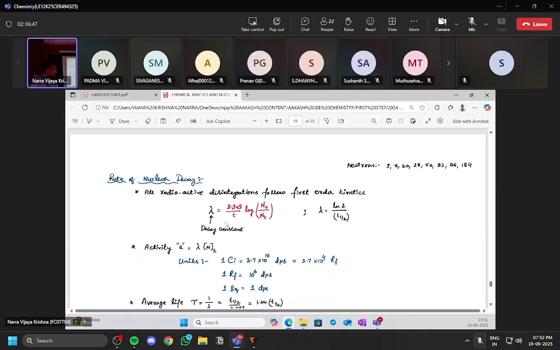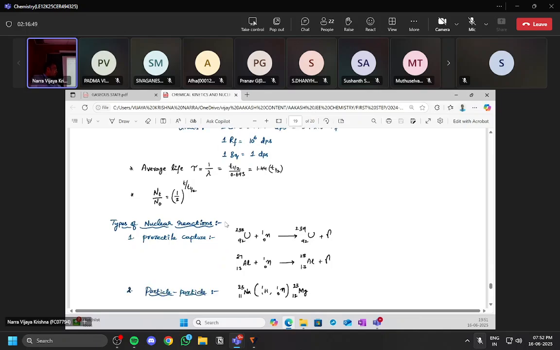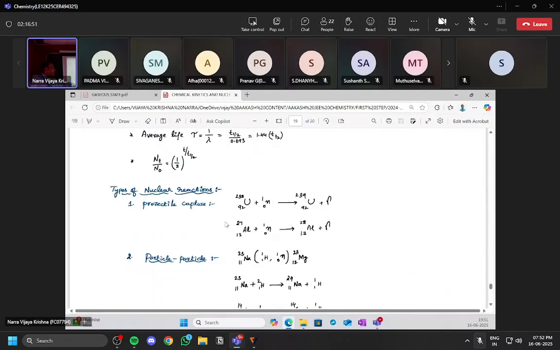Rate of nuclear decay. You studied these things or not? Now, types of nuclear reactions. Projectile capture means when you throw one particle, the nucleus will capture it. Then it is called projectile capture. See this, uranium 92-238 is capturing a neutron and converts into uranium 239. It is not giving off any other particle.